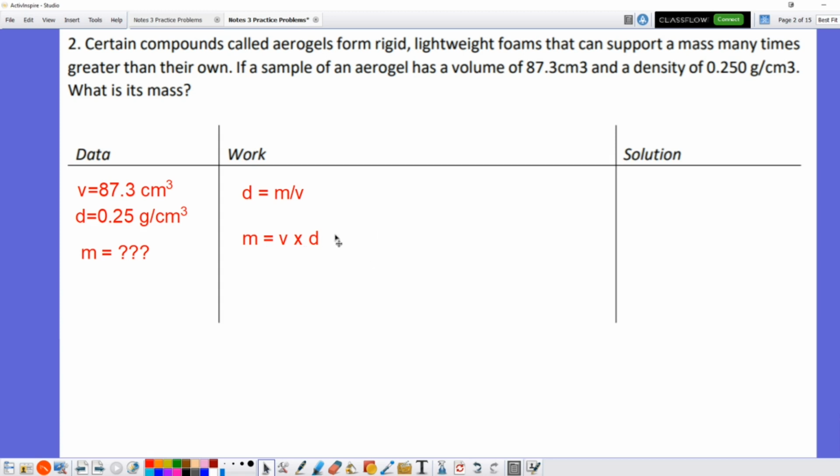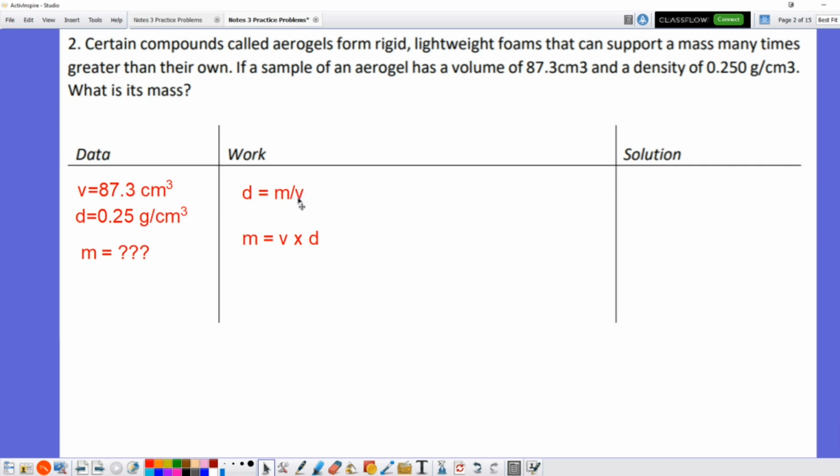If you're not so savvy at math, that's okay. I'll explain how I did that. Basically, if I need to get mass by itself, volume is stuck on this side with the mass. It's stuck in the denominator. So to get it out of the denominator, I multiply both sides by volume.